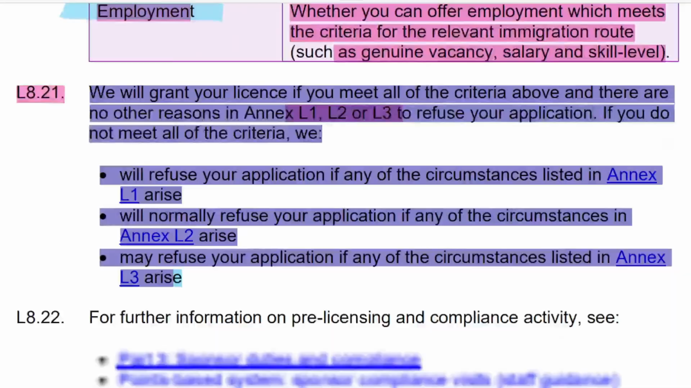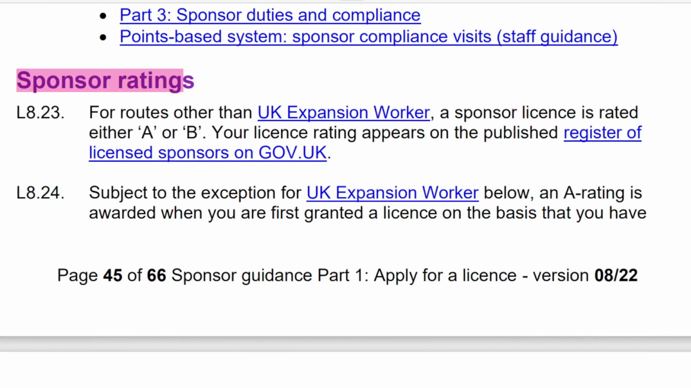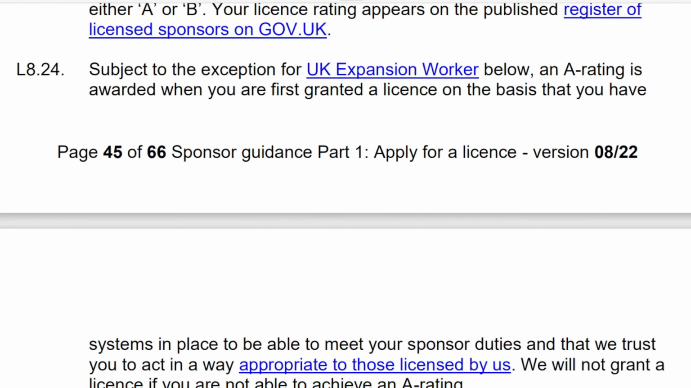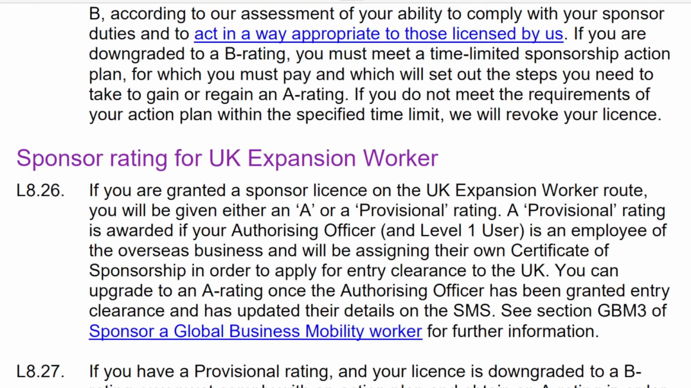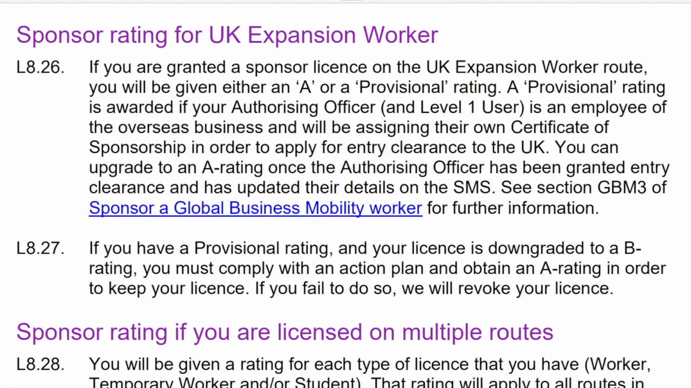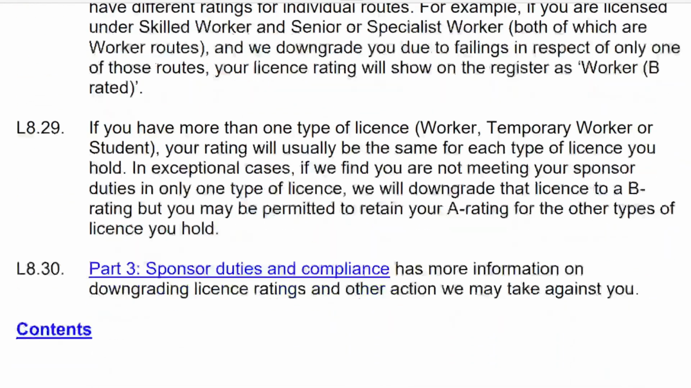There is a discussion also about the sponsor rating, but obviously it's fine. Sponsor rating is A and B. Once you get the licence, you will come to know which rating you have got. You normally get the B rating and then you go for the A rating.